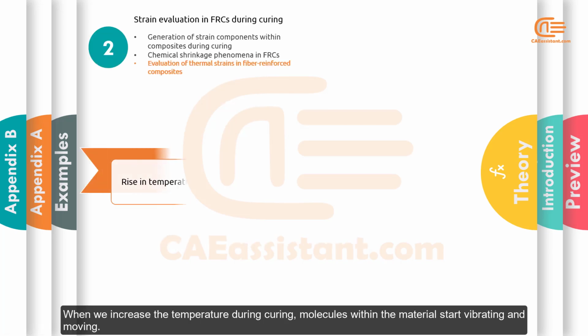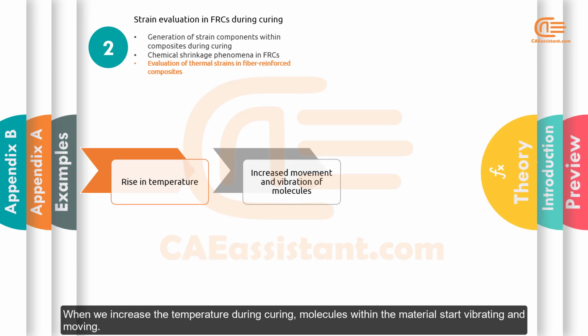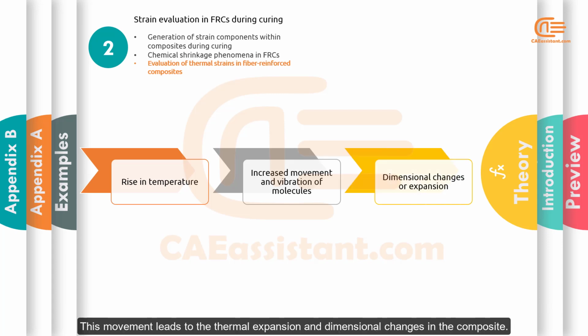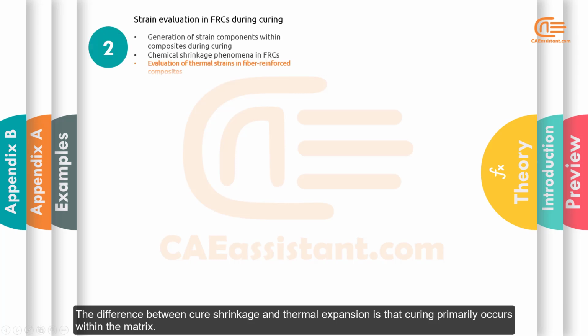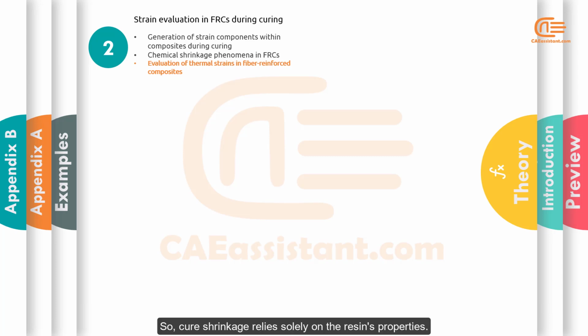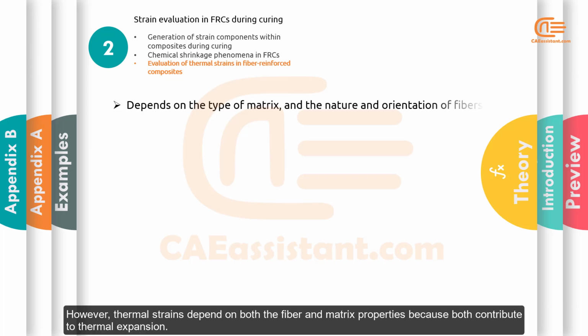When we increase the temperature during curing, molecules within the material start vibrating and moving. This movement leads to thermal expansion and dimensional changes in the composite. The difference between cure shrinkage and thermal expansion is that curing primarily occurs within the matrix. So, cure shrinkage relies solely on the resin's property. However, thermal strains depend on both the fiber and matrix properties because both contribute to the thermal expansion.